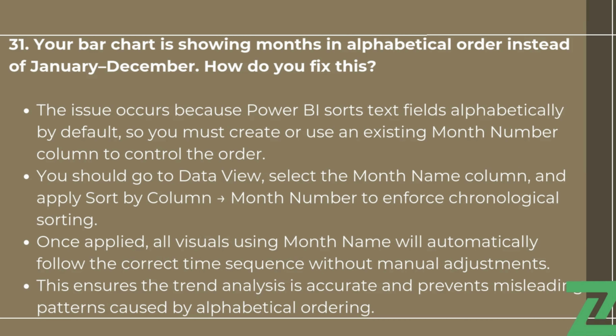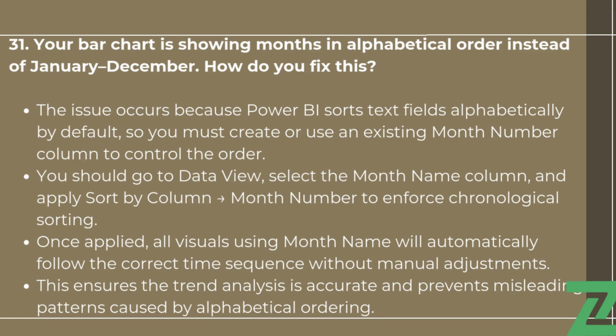31st question. Your bar chart is showing months in alphabetical order instead of January to December. How do you fix this? Power BI sorts text fields alphabetically by default. That is why months appear as April, August, December, instead of January to December.